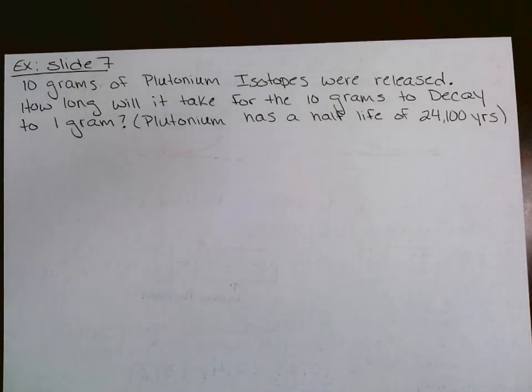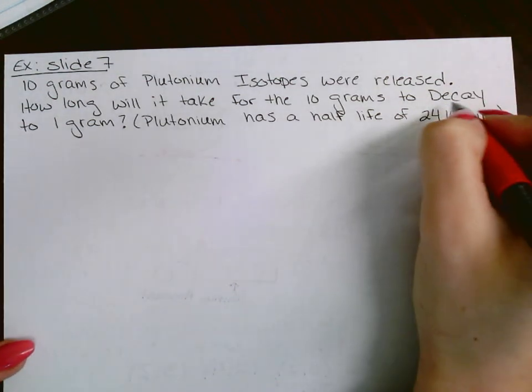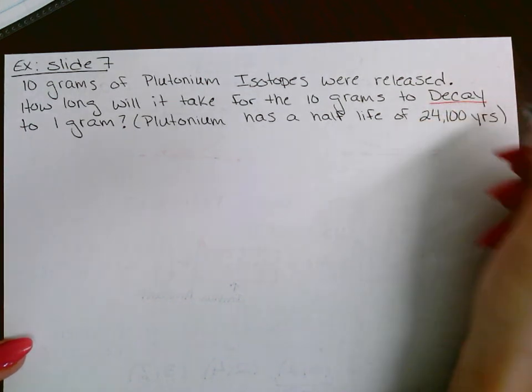So for this next question, we do deal with half-life, which I'll go over in a moment. It says 10 grams of plutonium isotopes were released. How long will it take for the 10 grams to decay to 1 gram? So your keyword here is literally what this lesson is called, decay. All right?